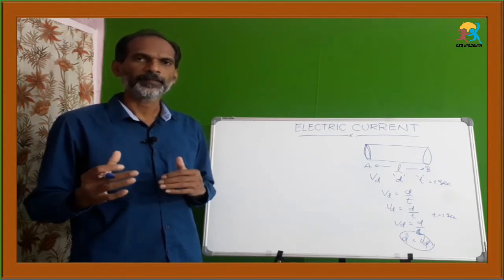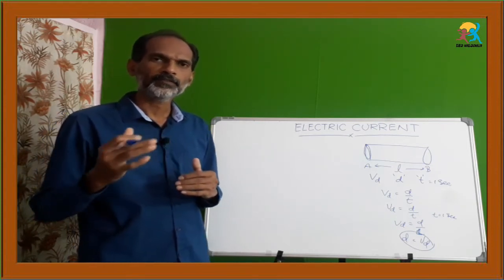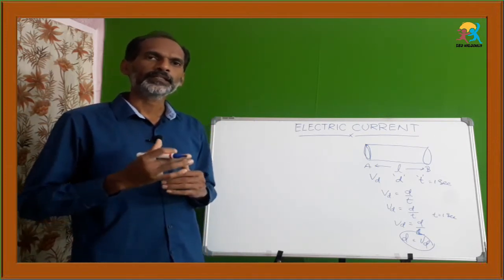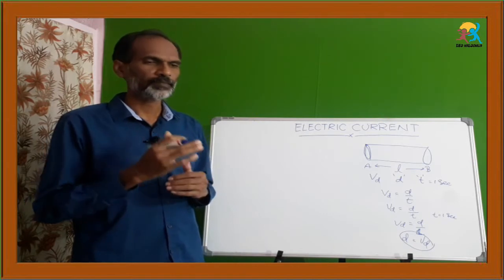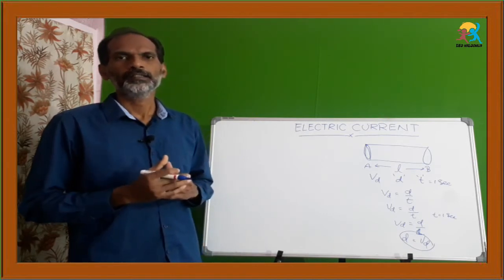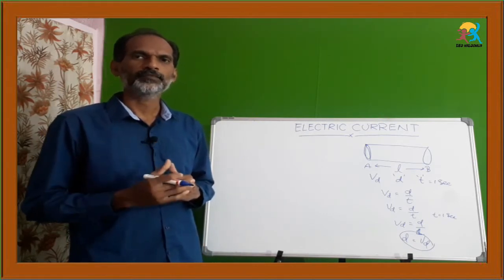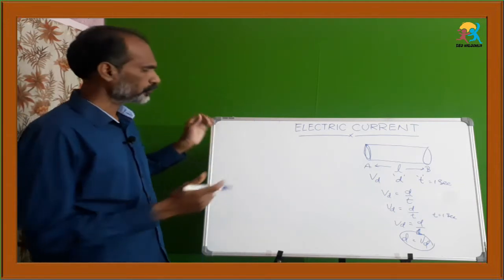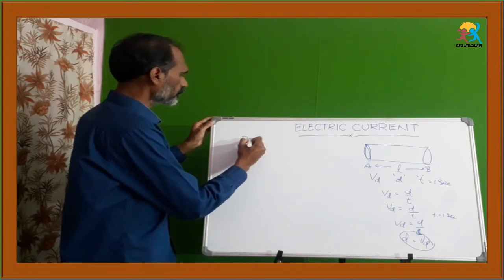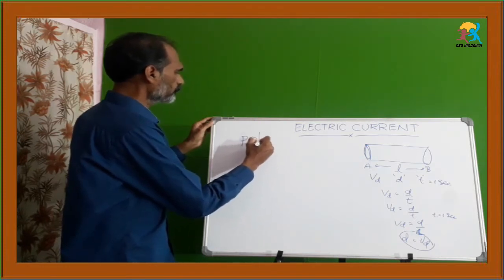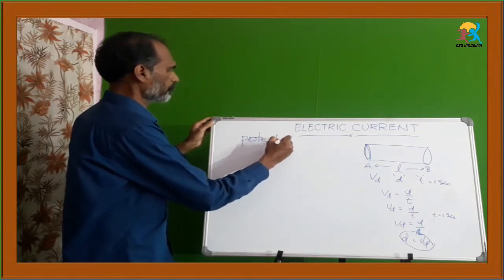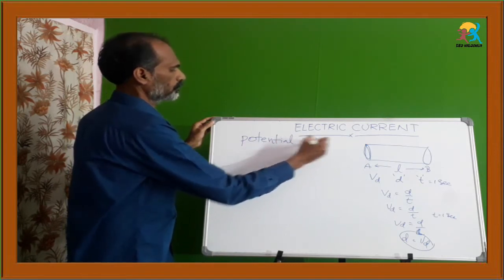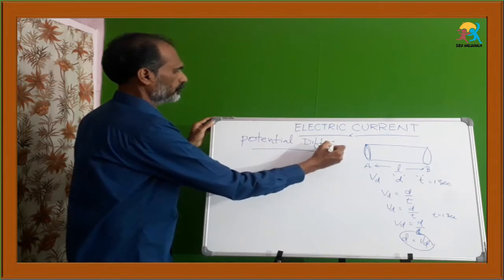In the same way, when there is a potential difference between the two points of the electric conductor, only then will electric charge travel from one point to another. Unless we provide a potential difference in any conductor, electric current cannot flow. So, we will try to understand potential difference.